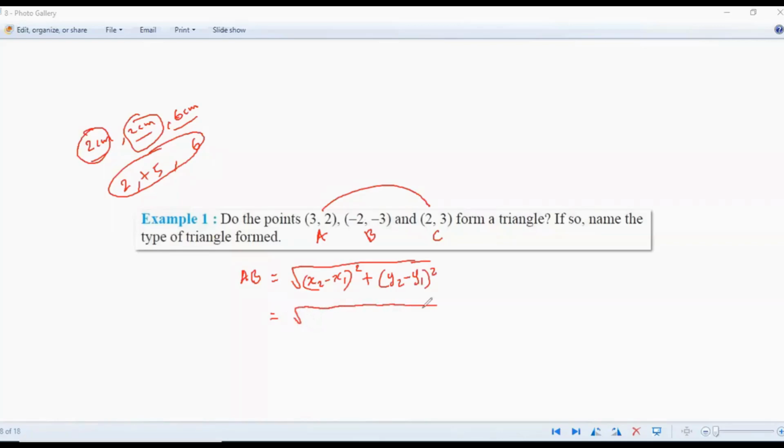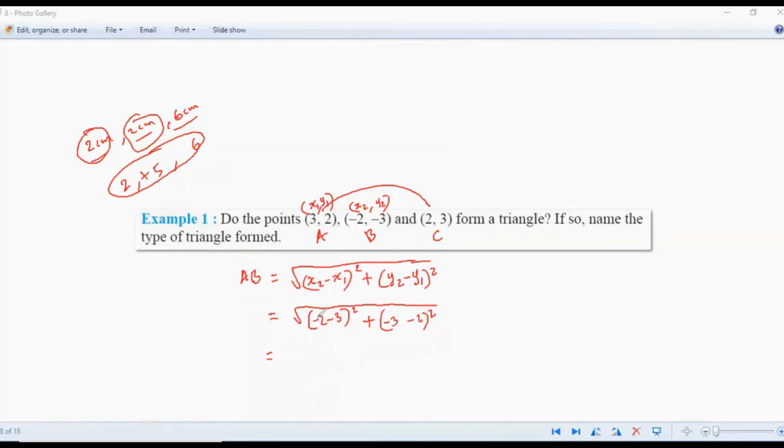When we find AB, (x1, y1) you can choose as the first point and (x2, y2) will be the second point. So x1 is 3, y1 is 2, x2 is -2, and y2 is -3. Substitute these values in the formula. So what will come? (-2 minus 3) all square plus (-3 minus 2) all square. You have to be very careful about the signs. Negative numbers will come in the distance formula.